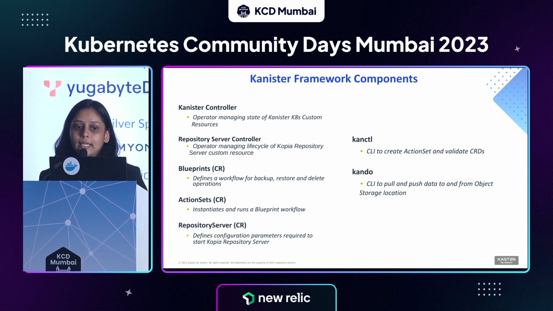So what exactly is a blueprint? A blueprint is a specification where you can define the workflow of what operations need to be performed to back up or restore the data. It's a static file, you can say, that you can add to etcd. But to run this static file, we need something called action sets, which triggers an action that is written in the blueprint to do the operation on the database. So that is an action set CR.